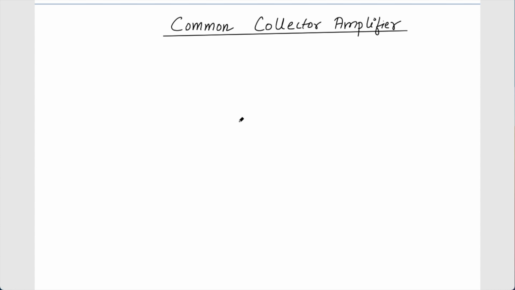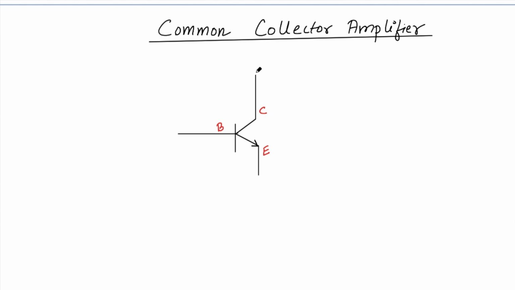So let's try to draw the common collector amplifier circuit. As I was mentioning, my collector will be connected to the VDD. This is my collector, this is my base, and this is my emitter. Now this collector will be connected to the VDD, and of course I need to do biasing, so the biasing remains the same as we have seen for the common emitter case.